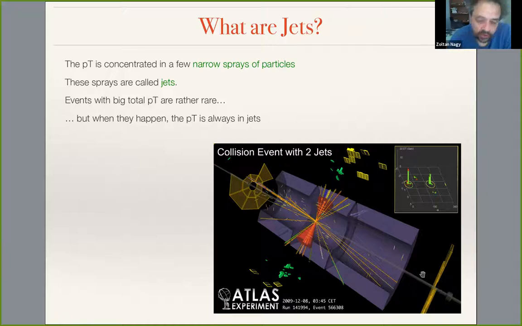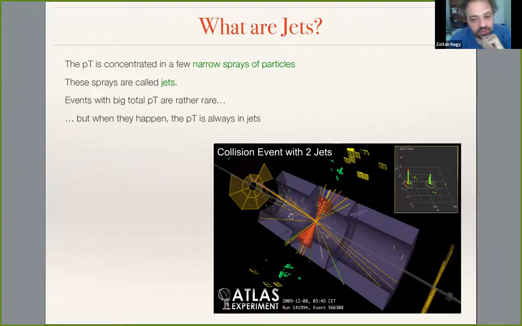Usually in a collider experiment, events with big total PT are rather rare, but when they happen, the PT is always in the jets. Again, in these two-jet events in ATLAS, you can see these two distinct sprays of particles in this direction and this direction. You can see some other activity, but those are part of the underlying event or basically non-reconstructable radiation, and usually very low PT activity.